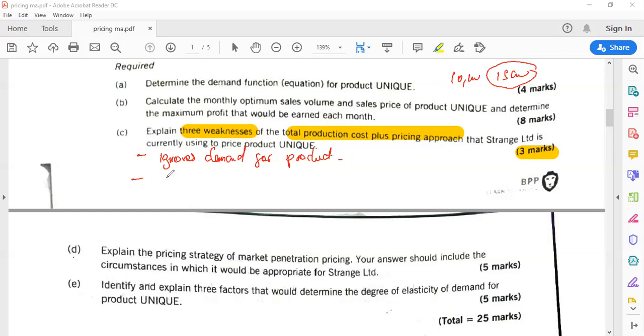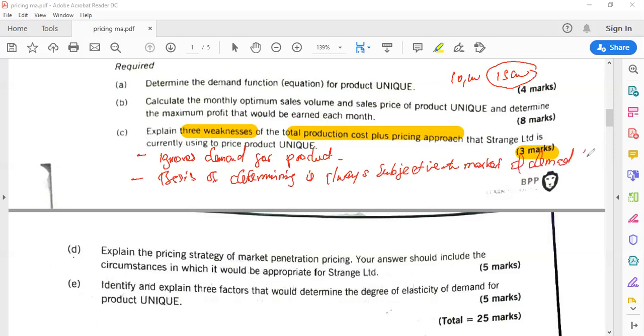Number two, the basis of determining the markup is often subjective. Have you seen? The basis of determining markup is always subjective. When you're subjective or not objective, then you know there's a problem. It's always subjective to market and demand conditions. You see, that is the problem.